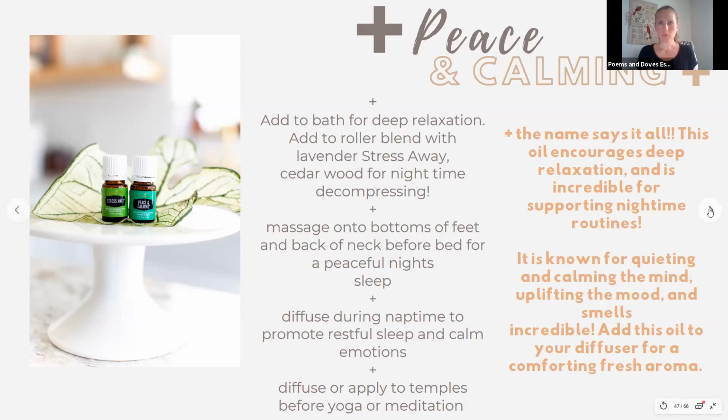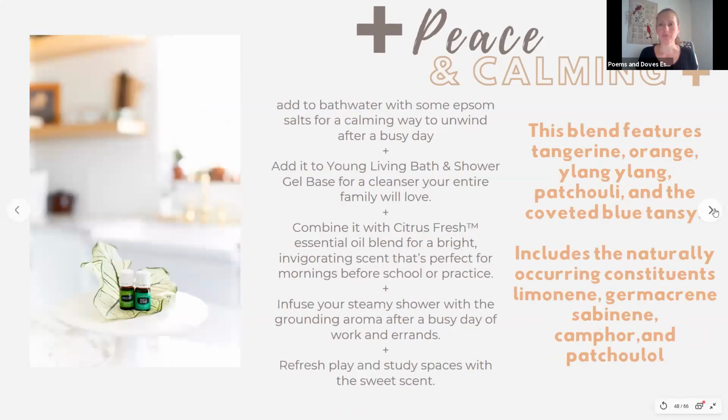Okay. Peace and Calming is another really great one for stress. You can massage it on your feet, diffuse it for nap time, you know, when the kids are out of control. Anytime you want a peaceful and calming environment, use this oil. This one is a mixture of tangerine, orange, ylang ylang, patchouli, and blue tansy.